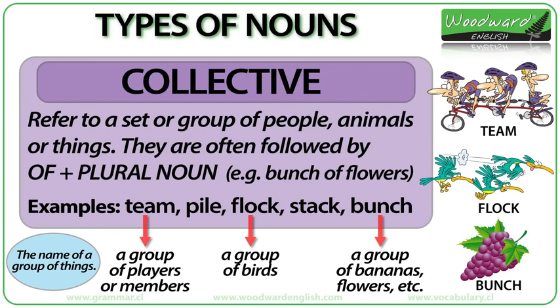A bunch is a group of things, typically bananas, grapes, or flowers. Collective nouns are often followed by of plus a plural noun, except when referring to people. We say a flock of seagulls, a bunch of grapes, or a bunch of flowers, a pile of magazines.